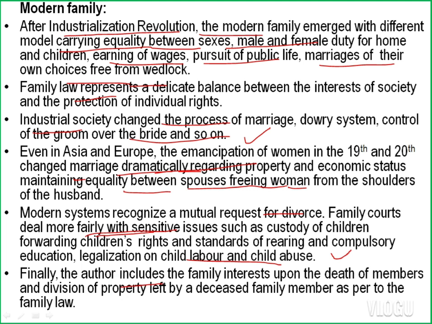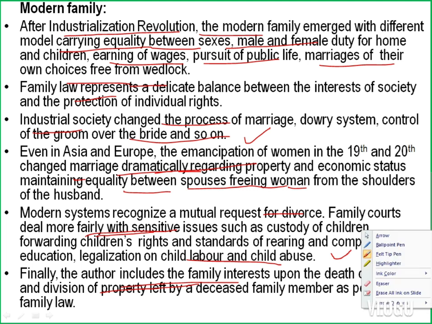Finally, the author includes the family interest upon the death of members and the division of property left by the deceased family members as per the family law. As per the family law, the remaining property will be forwarded to its upcoming members.